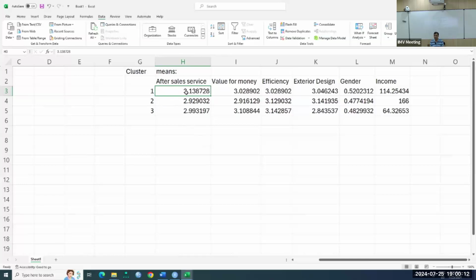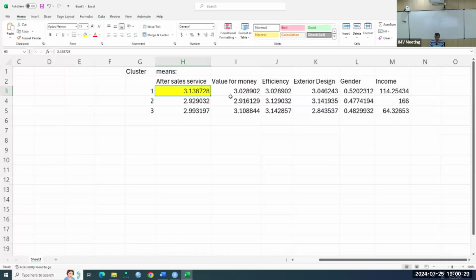For the safer side, I have taken 0.5 standard deviation, mean plus minus standard deviation. I am taking 3 as the cutoff value. So if less than 3, they are not looking for it. If greater than 3, they are looking for it. So customer segment number 1 is looking for this, this, this, and this. So they are looking for all 4 characteristics.